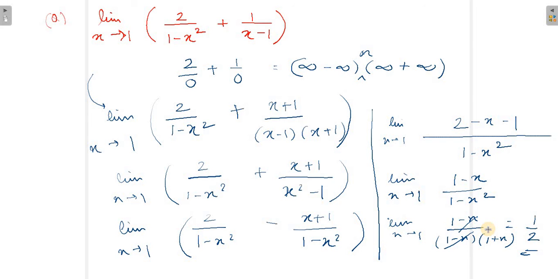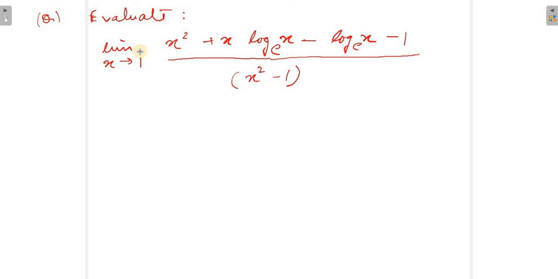I hope this is clear to you, and if you are clear with this, I think you can solve the problem I have given on the next slide. Evaluate the limit x tends to 1 of x square plus x log x base e minus log x base e minus 1 by x square minus 1.